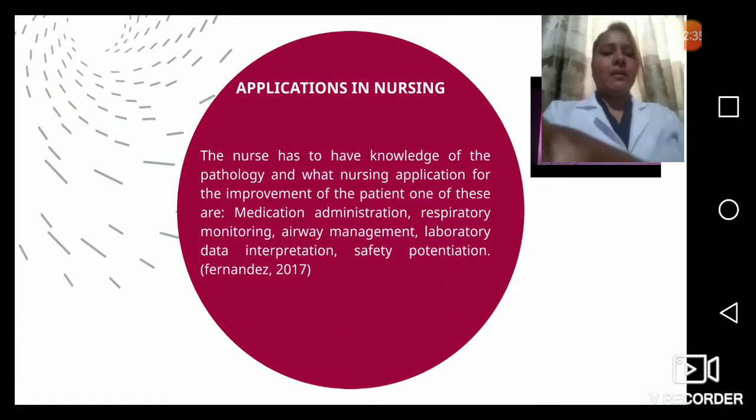Application in nursing. A nurse has to ask what the pathology is and what the nursing application is for the improvement of the patient: medication administration, repeated monitoring, and laboratory follow-up and protection.